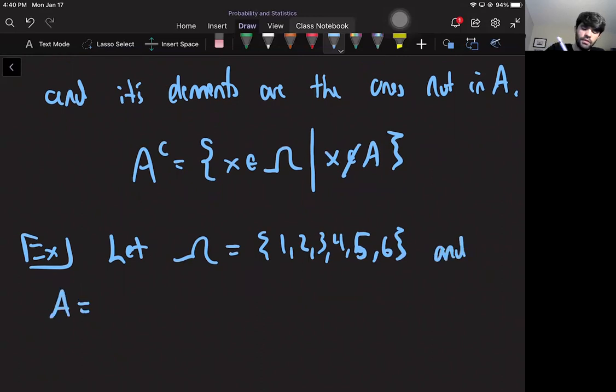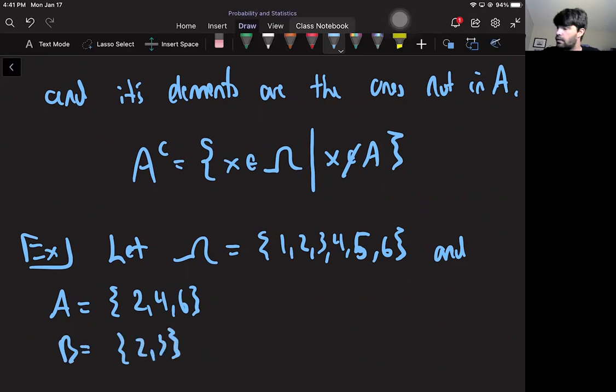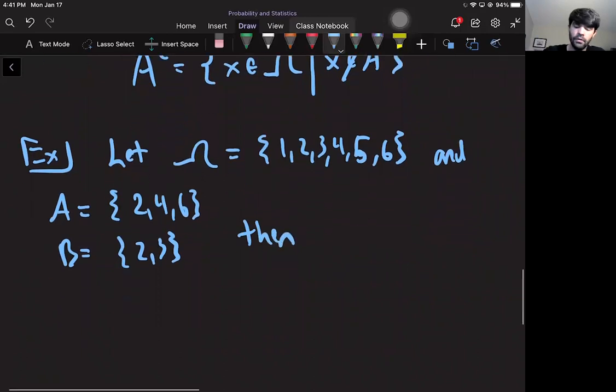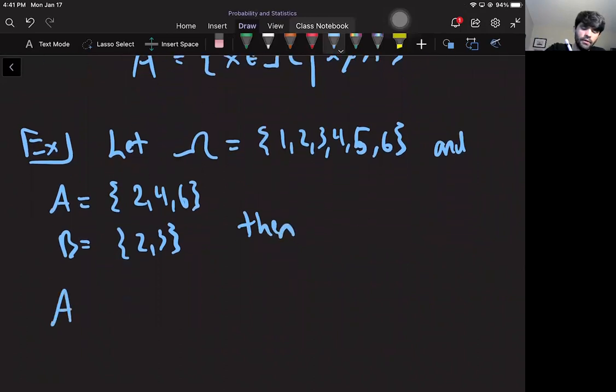Then let's just have some events. So one of them, A, might be 2, 4, 6. And B would be, let's do like 2 and 3. So then let's do some of these operations. So what would A union B be?